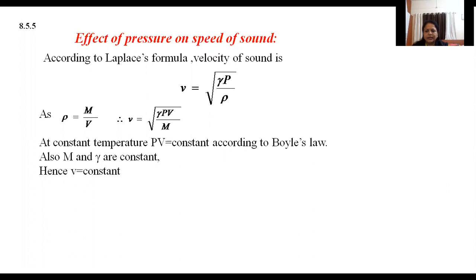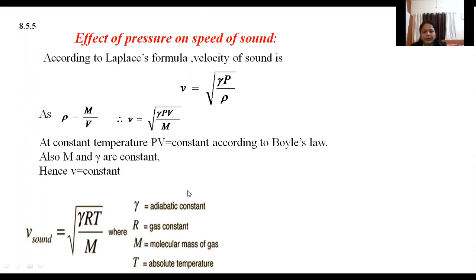Rather, we can say here, if we put PV is equal to RT, where gamma is the adiabatic constant, R is gas constant, m is molar mass of a gas, and T is the absolute temperature. Then for gaseous medium, we know PV is equal to nRT, and this value we put here, and we get V, velocity of sound, is equal to square root of gamma RT upon m. In this equation, we cannot see any P value, so we can easily say that there is no effect of P on the velocity of sound.